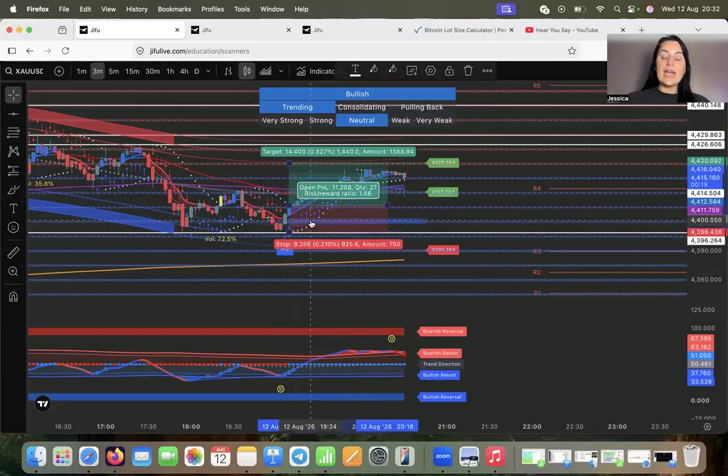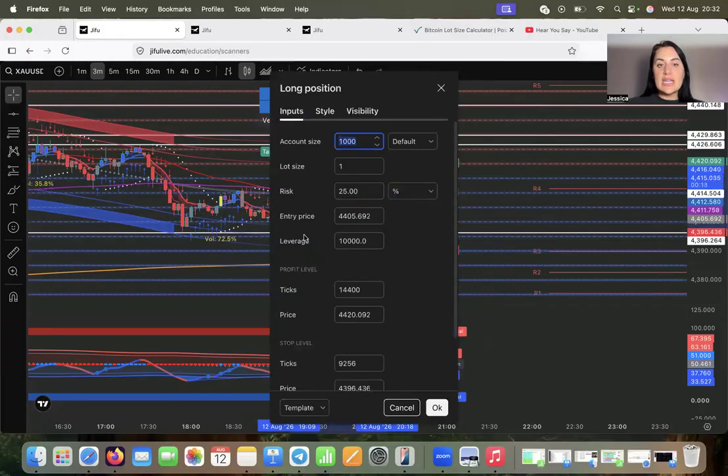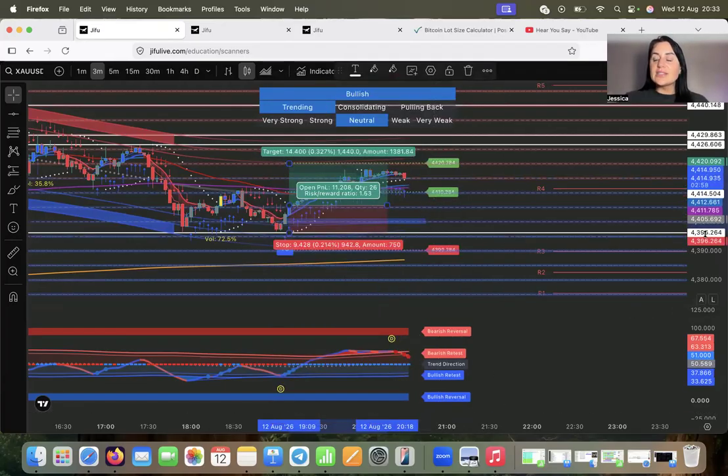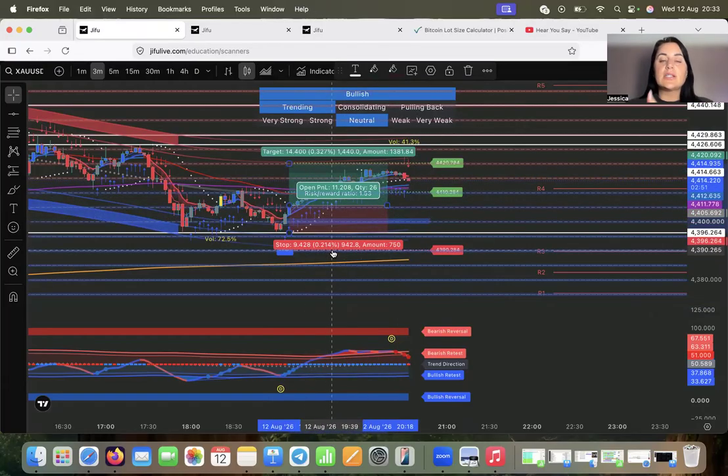If you want to be completely accurate, click on the shape at the top. You can see here: entry price, profit level, stop loss. I can put that in here. Okay, so what are we? 4396264. I press OK, and now that is the same. As you can now see with these numbers, the only number you need to be paying attention to for the moment is the line where it says risk/reward ratio, and you've got a number, 1.53.